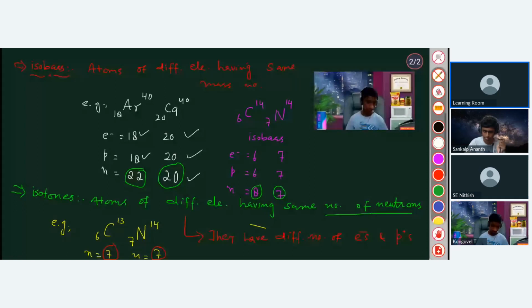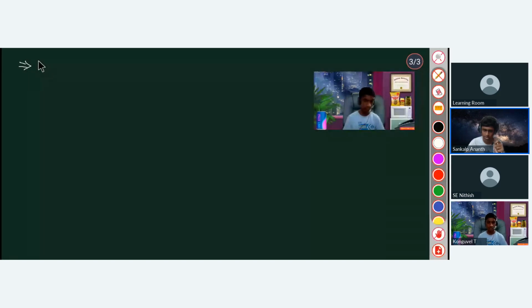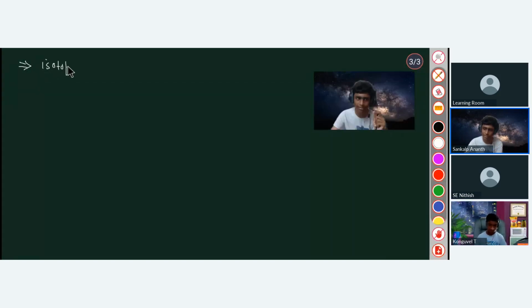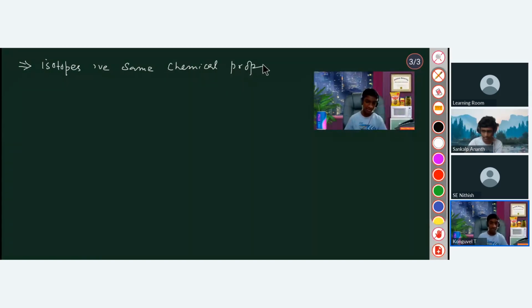Okay, then tell me, do isotopes have the same physical properties or different? Different. And what about the chemical properties? Same. They have the same chemical properties. I will write it here. Why do they have different physical properties and the same chemical properties? Because they are composed of the same atom, they actually have the same number of electrons.